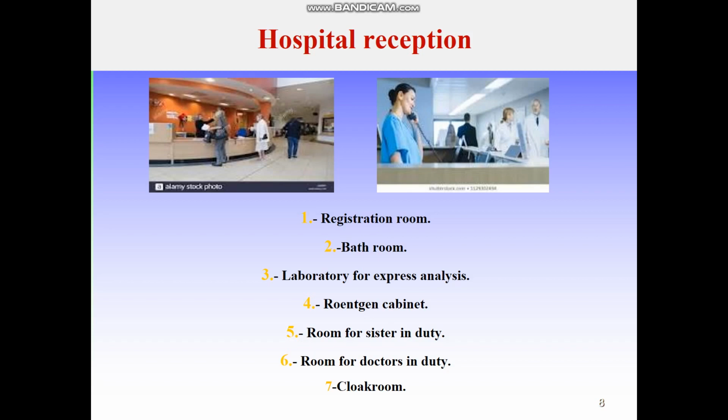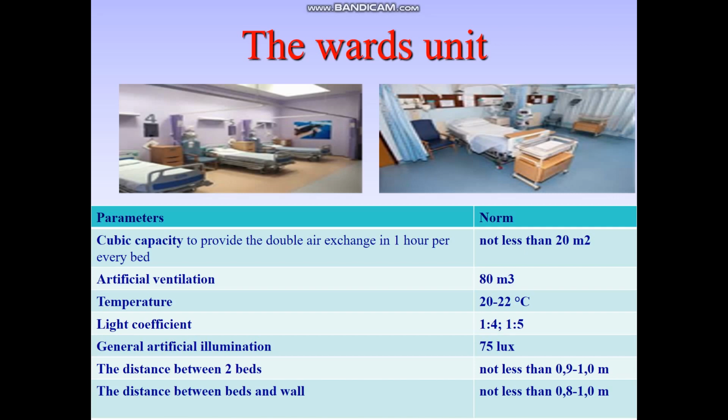Daily number of visitors must be equal to 10% of the number of hospital beds in a city hospital, 2% for a tuberculosis hospital, and 12% for maternity. In reception, there is a small ward for patients with undiagnosed disease. The reception contains a room, bathroom, laboratory for express analysis, X-ray cabinet, room for the sister on duty, room for the doctor on duty, and cloak room. The main part of the hospital is a wards unit.